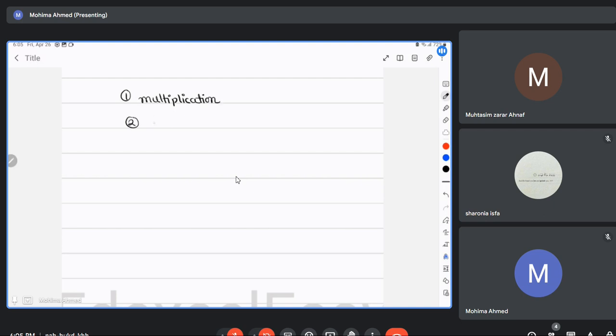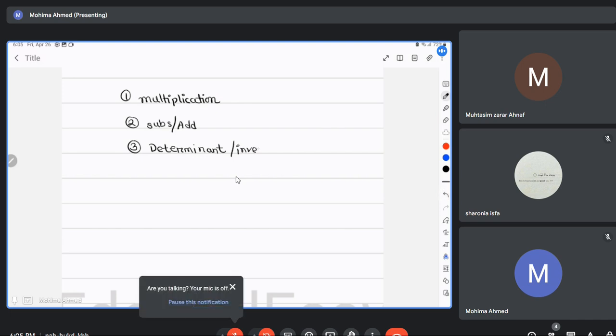Then I think we have subtraction and addition. I'll just write subtraction and addition. After this, we have the determinant, and inverse. These are the things you will see in your paper one matrix.